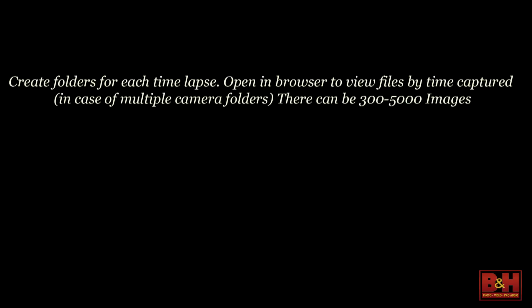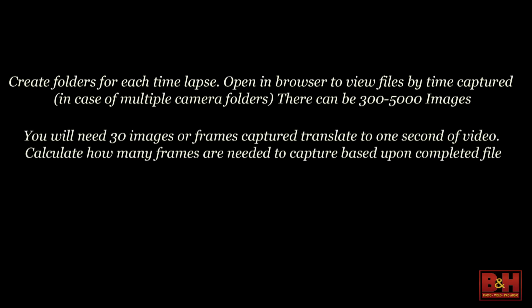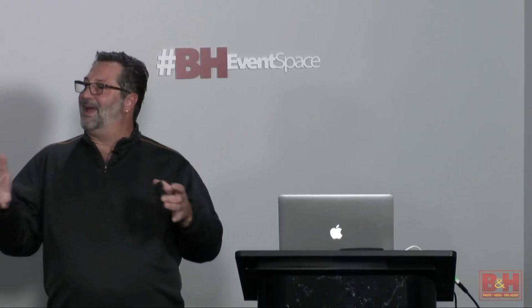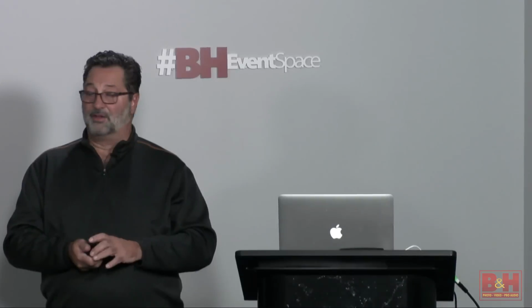So, as we discussed, there could be 300 to 5,000 images in there. We talked about the idea of a 30-to-1 ratio. You need 30 images or frames to be captured to translate to 1 second of video. Now, when we get into finally looking at some examples, you're going to see that this all flows so smoothly, and that's the idea of it. If you've seen other people creating time lapses that are kind of jittery and they stutter all the way through, they haven't created enough imagery, so we're trying to stretch it to be there. So we just want to make sure that we have enough frames that we can complete the file the way we see it.